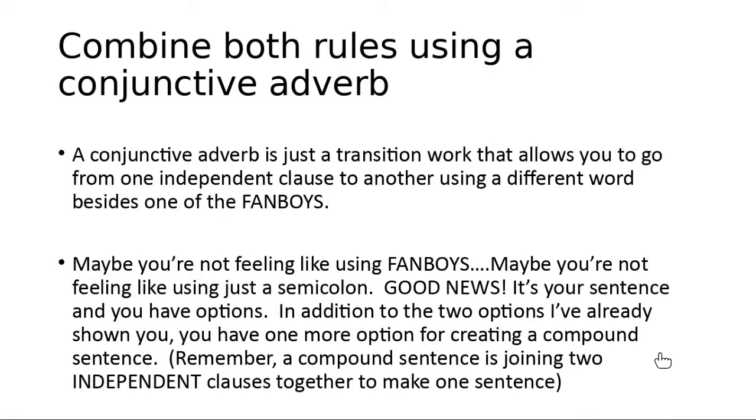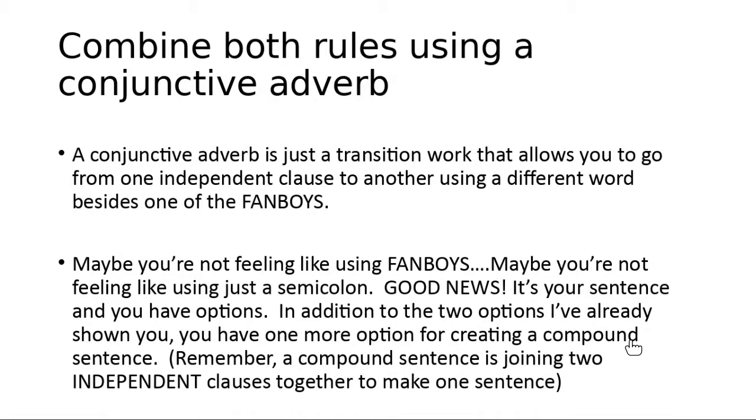Okay, so this is our third rule that I'm going to talk to you about. We're going to do a quick checkpoint coming up in the next couple of slides, just so I can make sure that you're good to go with what I have described so far before I show you this third rule. The third rule is when we're combining the first two rules. It's going to use a transition word. So, you know, the fanboys: for, and, nor, but, or, yet, so. Those are transition words. They take you from one independent clause to the next independent clause.